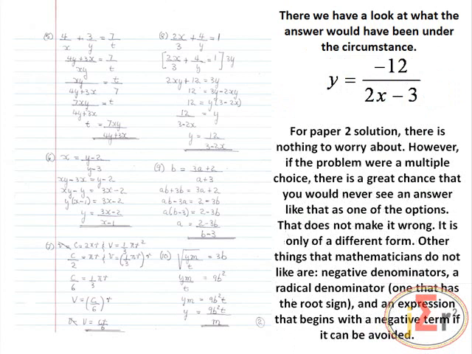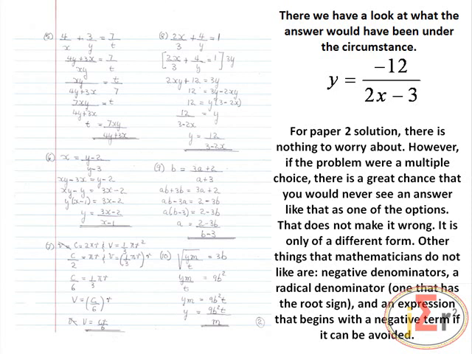For paper 2 solution, there is nothing to worry about. However, if the problem were a multiple choice, there is a great chance that you would never see an answer like that as one of the options. That does not make it wrong. It is only of a different form.